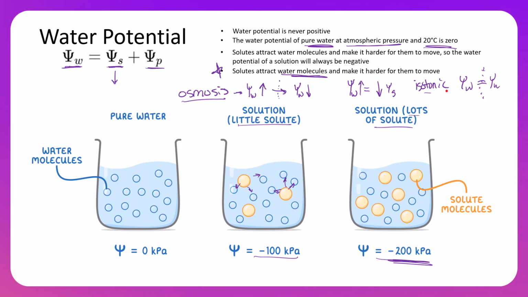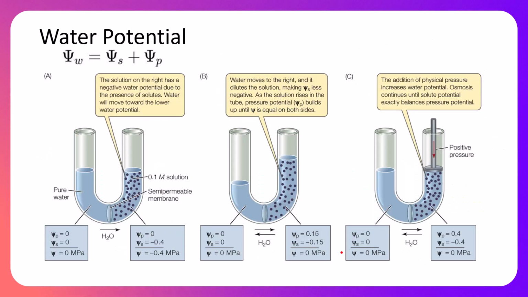At that point, isotonicity is reached, which is basically a way of saying equilibrium is reached. And at that point, your net movement of water will stop. However, you will get movement in both directions, meaning one water molecule will move in one direction and another water molecule will move in the opposite direction. The net movement of water stops, but the total movement of water never stops.